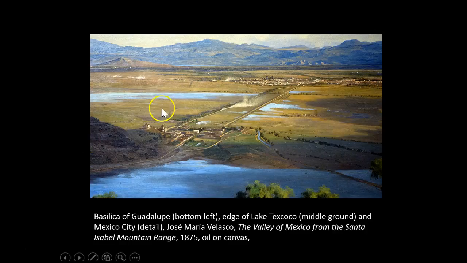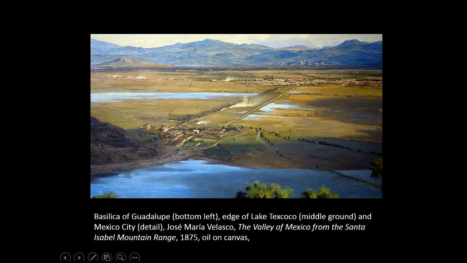This is another detail of the same painting, and this is actually a detail of the Basilica of Guadalupe, which you can see in the bottom left at the edge of Lake Texcoco. Remember, this was the lake, and we saw that the Aztec city had this as part of their iconography, and the frontispiece of Mendoza that we looked at when we were looking at art from the colonial Americas, or art from New Spain.